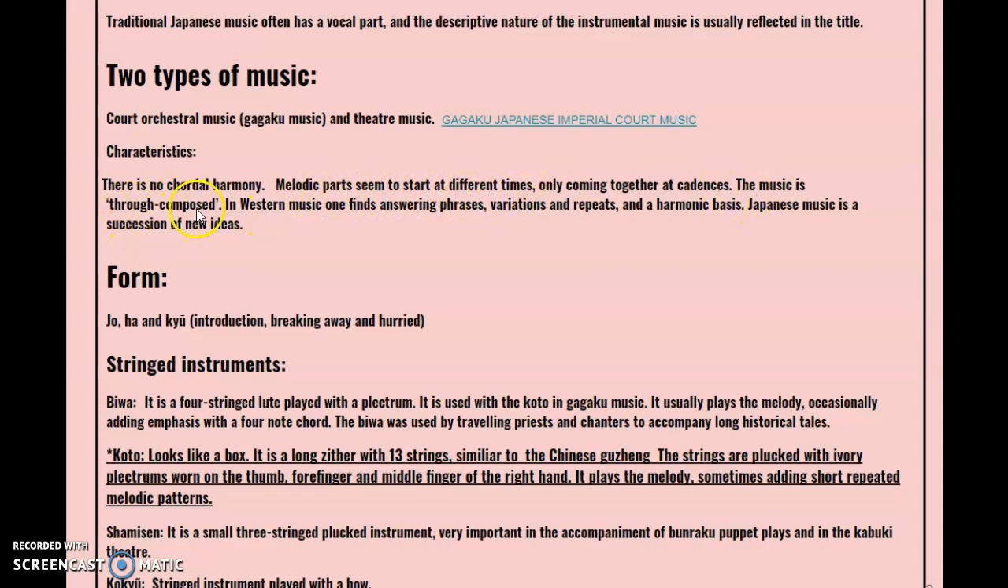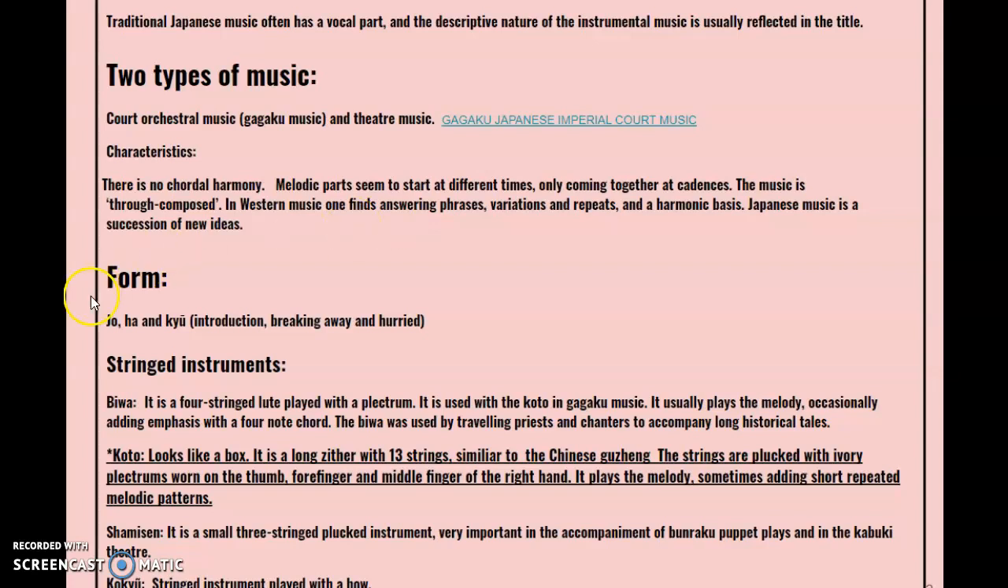The music is through composed, so I have a string of new ideas the whole time. In Western music, one finds answering phrases, variations and repeats, and a harmonic basis. Japanese music is a succession of new ideas.